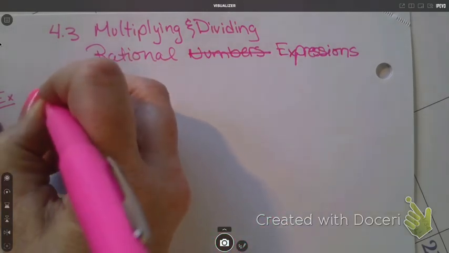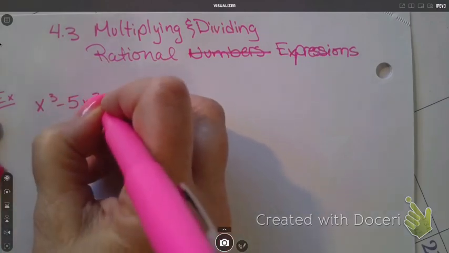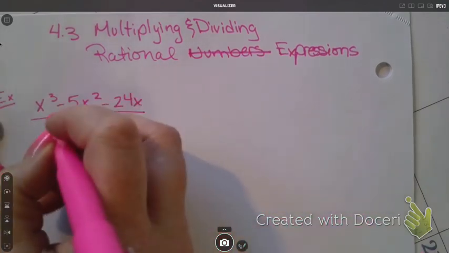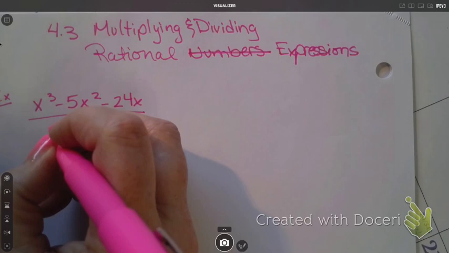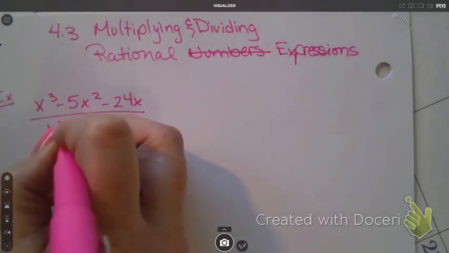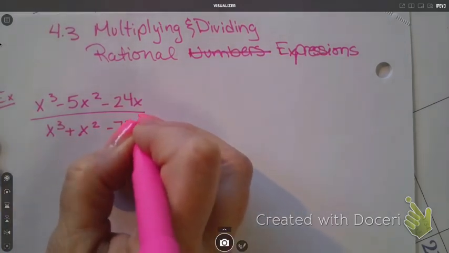X cubed minus 5x squared minus 24x over x cubed plus x squared minus 72x.